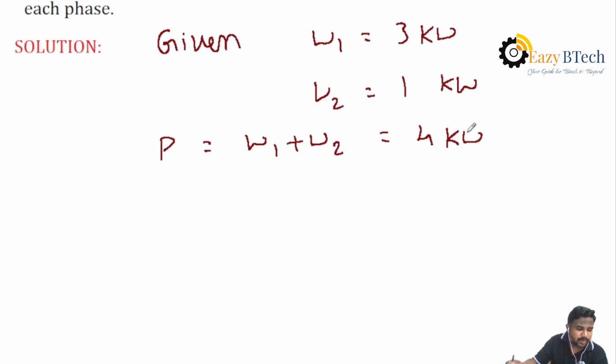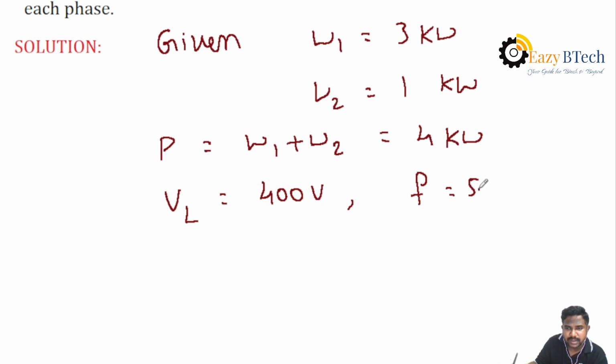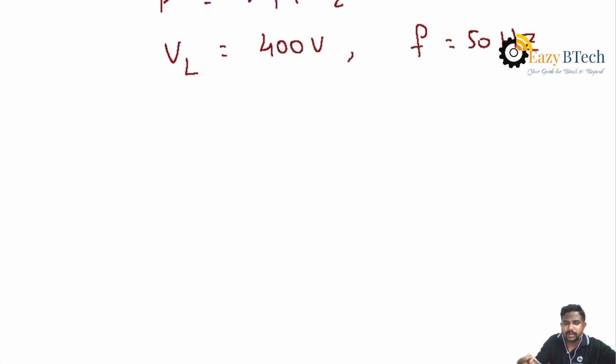Also in the problem the line voltage is given. We know that by default the supply voltage given for a star connection is the line voltage, that is 400 volts. The frequency value is 50 hertz. So these are the given values. In this problem the power factor value is not given. In order to find the power factor of the three phase circuit, we need the formula of the 2 wattmeter method, and we already know the formula for power factor.